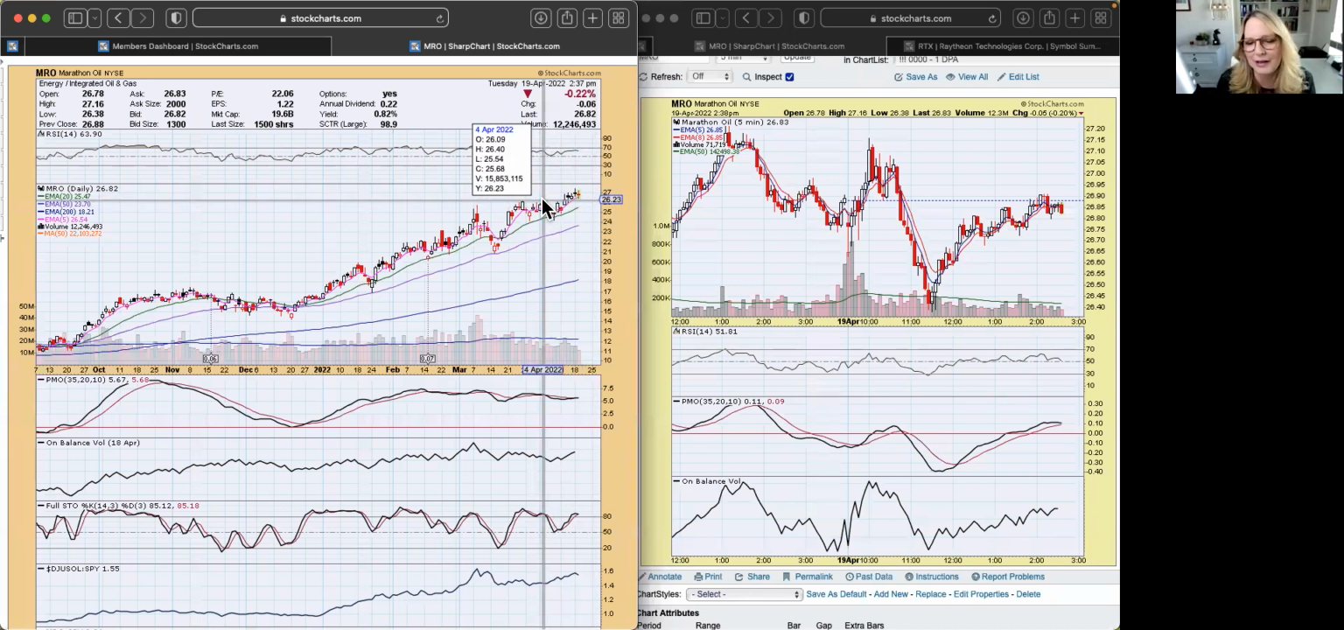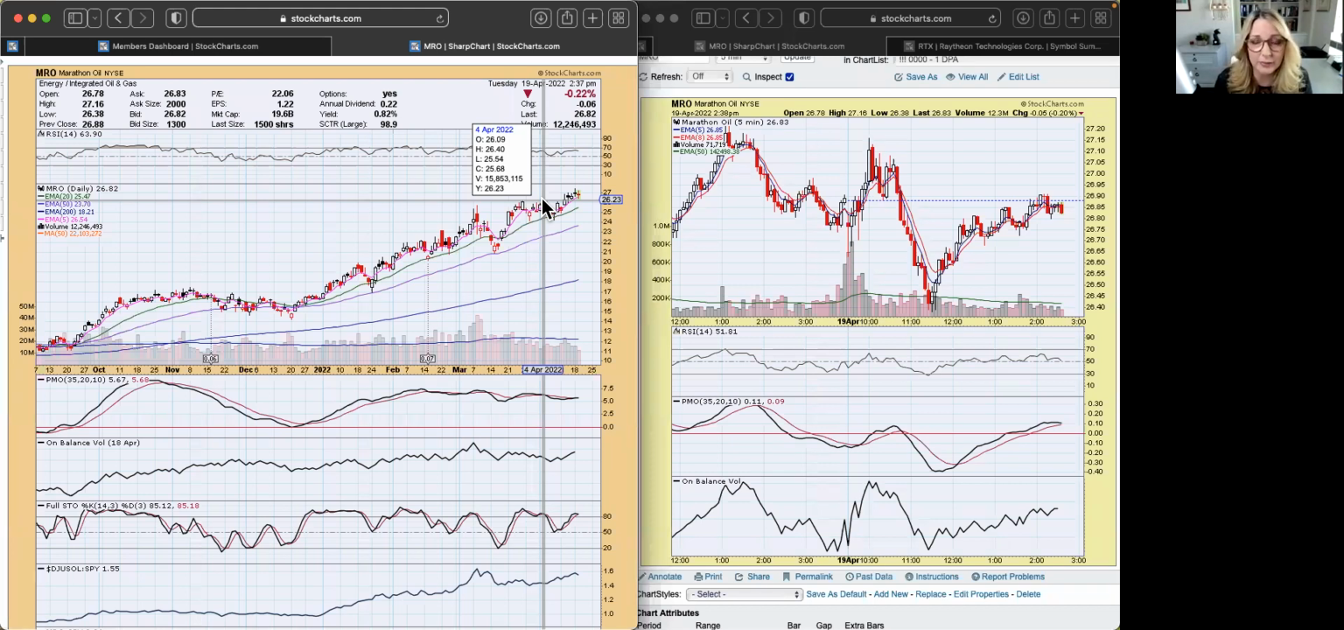I don't see any reason that oil prices are going to move lower at this point. I just don't see it. Maybe we'll have some consolidation, but I really don't see oil falling too much. So I think energy stocks are still going to be the place to be.